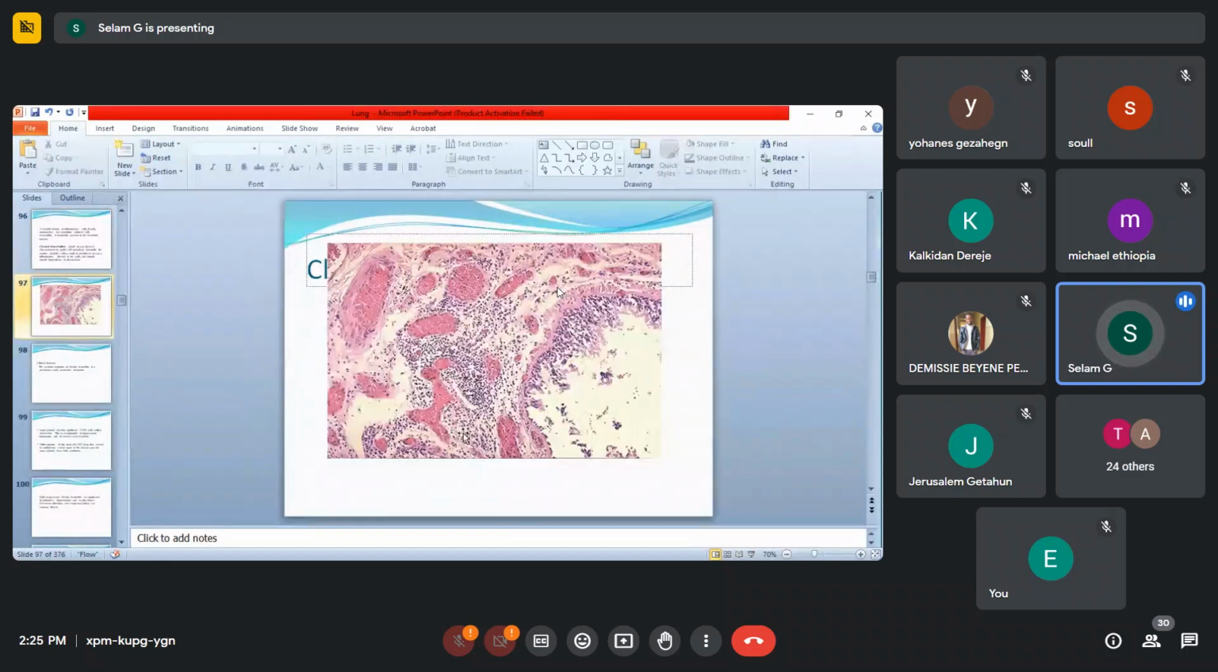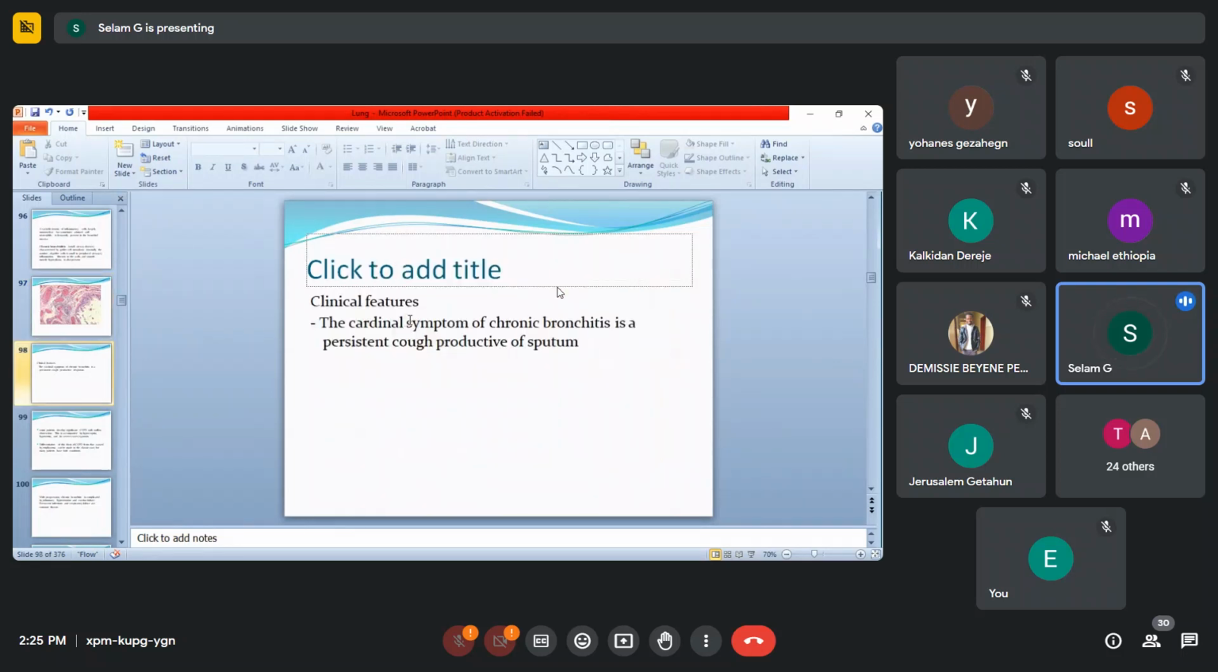So in the smaller airways, you don't normally find goblet cells, but you may find intense chronic inflammatory cells as well as congested vessels, and you see edema here and there. So this makes the wall thicker. Clinically, the cardinal symptom of chronic bronchitis is a persistent cough productive of sputum. And as we said, the diagnosis is clinical.